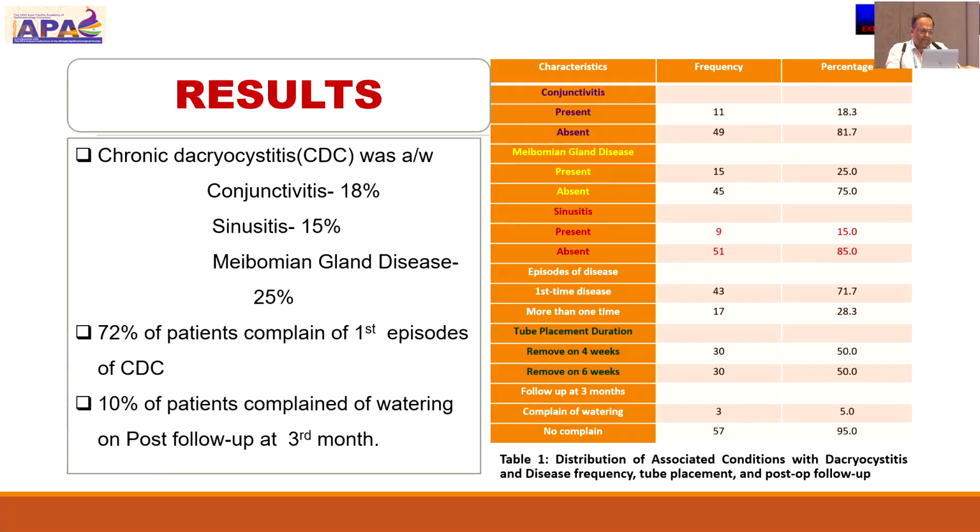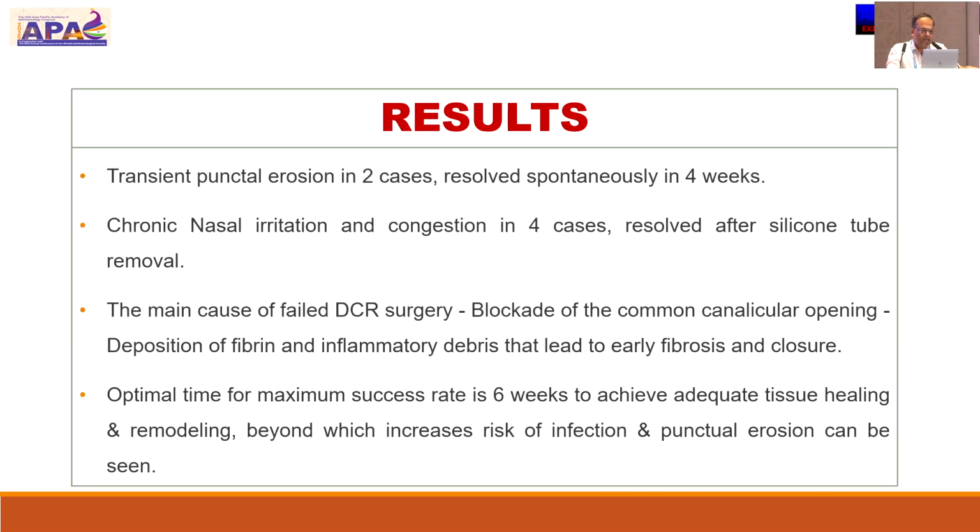Chronic dacryocystitis was associated in 18% of cases with conjunctivitis, 15% of cases with sinusitis, and 25% of cases with meibomian gland disease. 72% of patients complained of their first episode of chronic dacryocystitis. 10% of patients complained of watering on post-op follow-up at the 3rd month. Transient punctal erosion was seen in 2 cases that resolved spontaneously in 4 weeks. Chronic nasal irritation and congestion in 4 cases resolved after silicon tube removal.